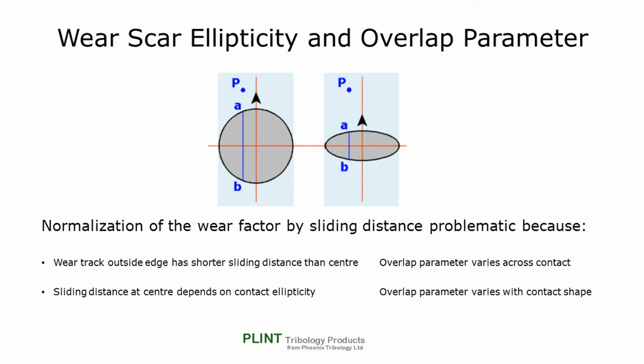The outside edge of the wear track has a shorter sliding distance than the centre. Of course, the sliding distance at the centre also depends on the ball contact area ellipticity. This makes the normalisation of the wear factor by sliding distance problematic. The overlap parameter varies across the contact and with the contact shape, not forgetting that the contact pressure also varies across the contact. Hence, so does the local work of friction.